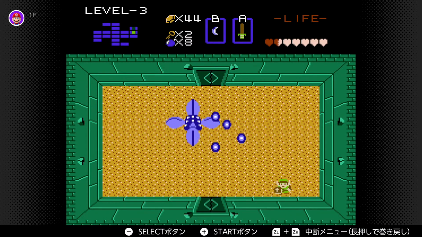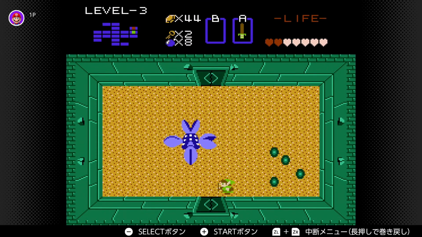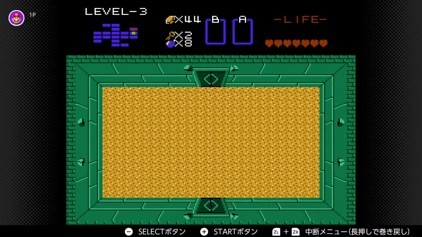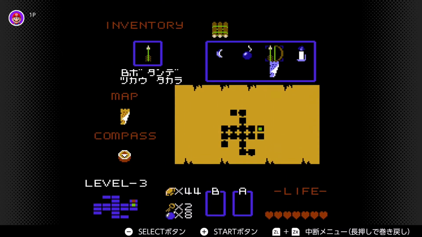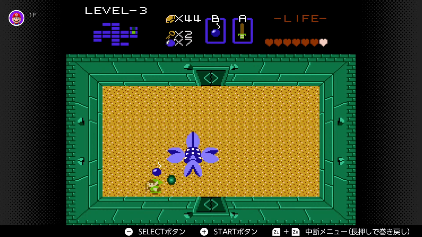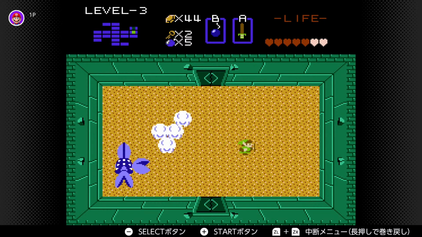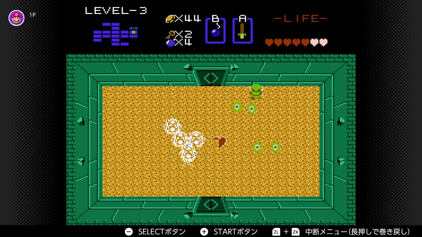Manhandla. Yeah, I'm definitely using the medicine this time. Not dying to the boss. Now we get back the letter so we can buy more medicine if we want to. Let's take out the bombs, because I think you can use them to defeat it effectively. And yes, that was perfect.